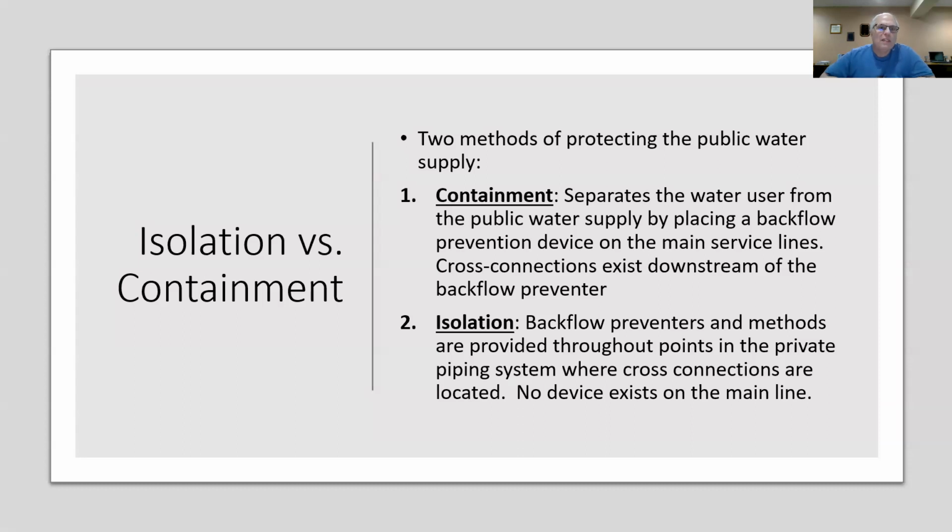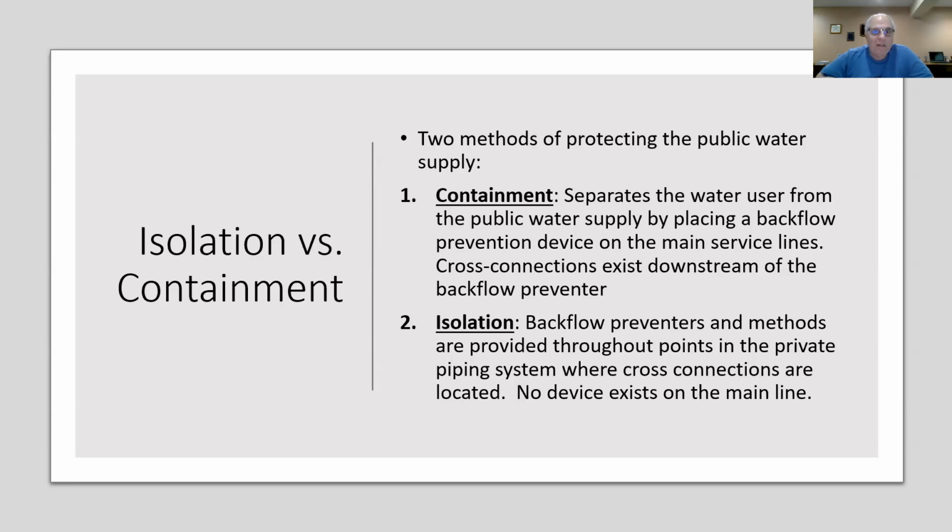There's 2 definitions that we use, and actually philosophical differences exist in utilities on how to do this, but some utilities practice isolation for backflow protection. Some use containment for backflow protection. Containment literally separates the water user from the public water supply by placing a backflow prevention device on the main service line. So most utilities are going to do this. They're just going to go out and inspect your premises. If you have a high hazard of contaminating the water supply, they'll simply contain your facility by putting a backflow preventer on the service line coming in. Whatever happens on your property is your business, but water's not going to get back towards the purveyor.